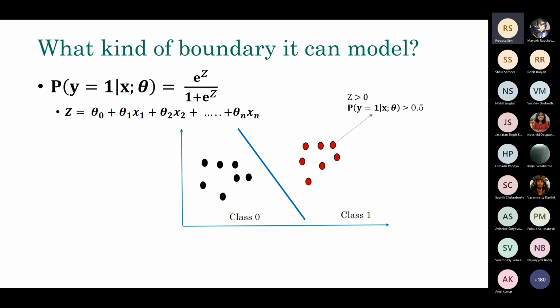So let's take specific examples and try to understand why I am saying this. Say z is greater than 0. When can that happen?